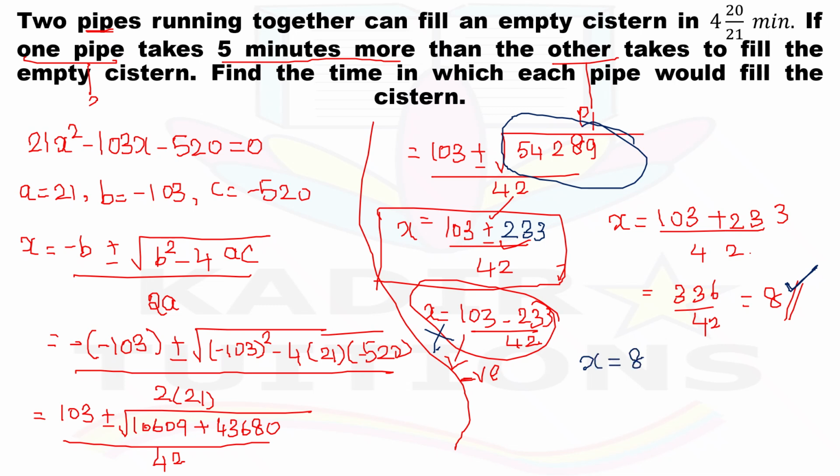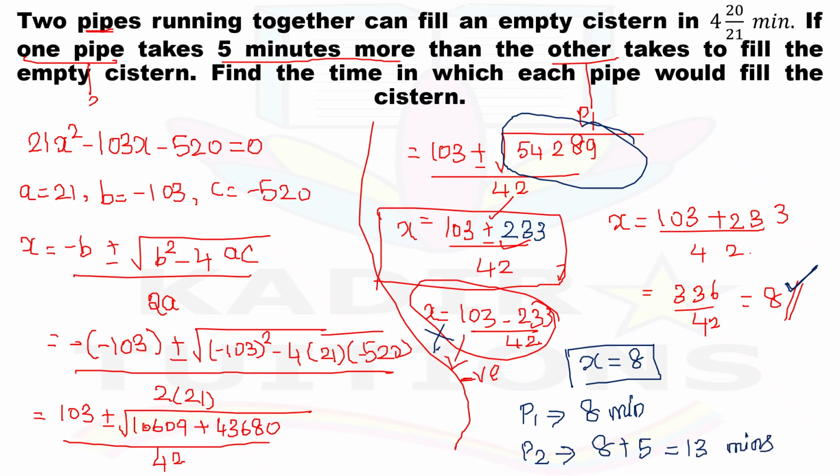So what is that x equal to 8 actually? So we already defined, right, how much time it is going to take. See, the pipe P1 takes x time to fill, and the pipe P2 fills in x plus 5 minutes, right? So now pipe 1 is going to fill the empty cistern in 8 minutes, and pipe 2 is going to fill the empty cistern in 8 plus 5, it is 13 minutes. So this is the answer for this question.